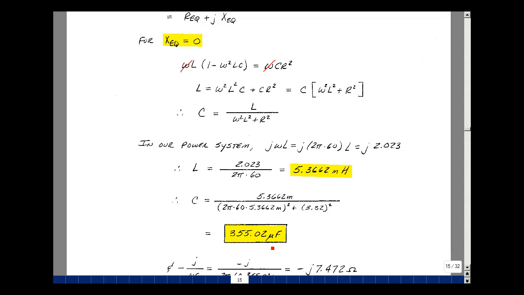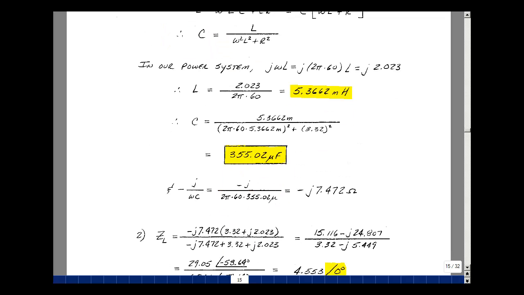Now you can't get exactly this value of capacitance, but I'm going to use this value to show, if you truly had this value, what would happen. Of course, we'll have something very similar to that when we pick the nearest value of capacitance. Let's calculate the impedance of this capacitor at 60 Hertz. So it's equal to minus j over ωC, minus j over 2π60 and then 355.02 microfarads. It turned out to be minus j 7.472.